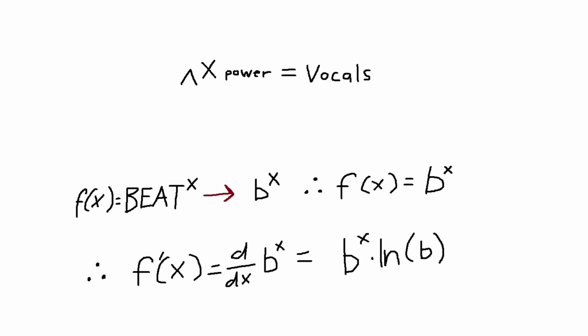Now, with beat equaling the classic calculus beat, we must remember that a beat raised to the x power means you must vocalize the beat. So using the fundamental theorem of Beatboxulus, we can rewrite beat to the x as b to the x. So if f of x equals b to the x now, then f prime of x equals the derivative of b to the x, which we established earlier in the lesson is b to the x times natural log b. And now beatboxing the answer, we now have b to the x times natural log b.